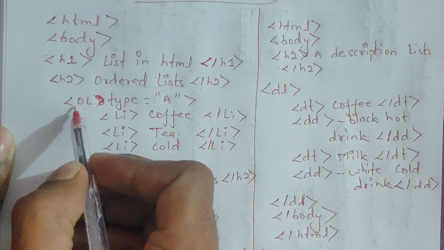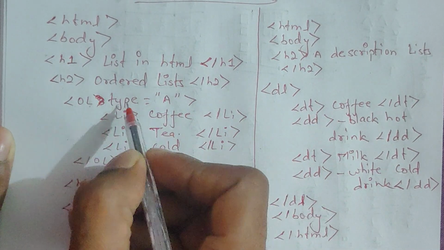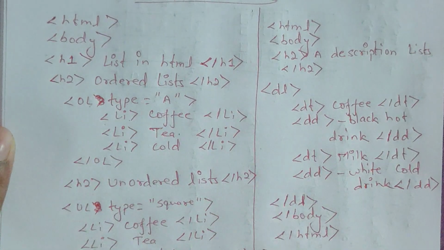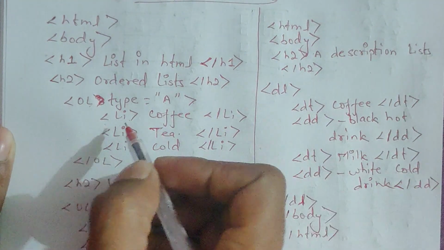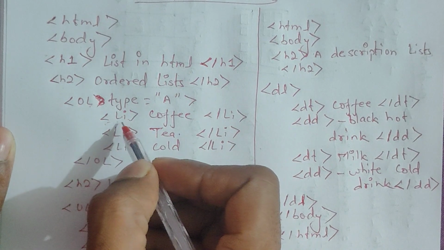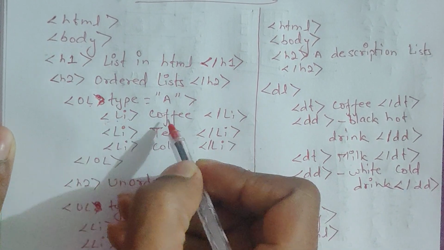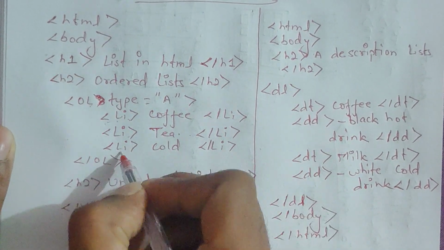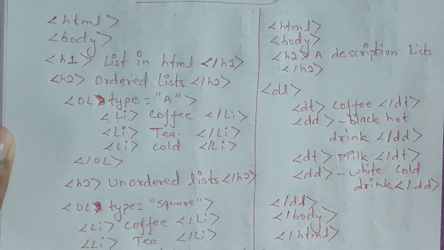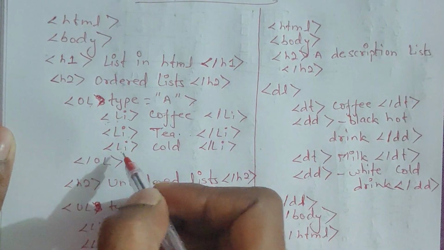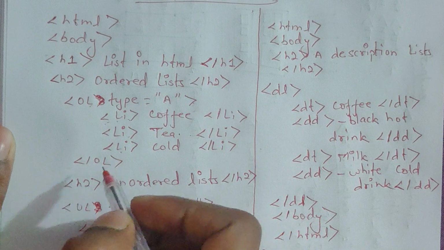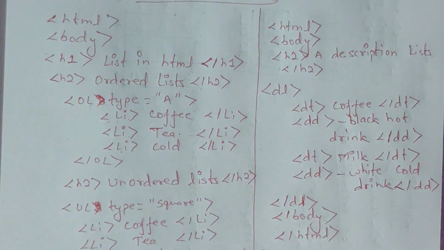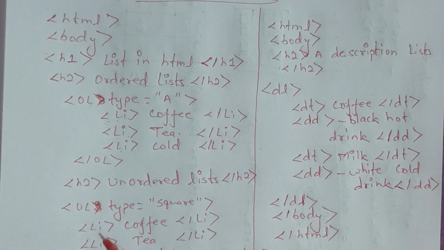Okay, so I have written this opening ol tag, type equal to A. Then after that the li tag. Whatever the list is, you can write here using this li tag. The li tag just defines the list items. So list item coffee and list close, again list item tea, list close, list item cold drink, and whatever items you have you can add here, up to wherever you want, and you can close the ol tag here, and up to this much the ordered list will be shown as per your list items.